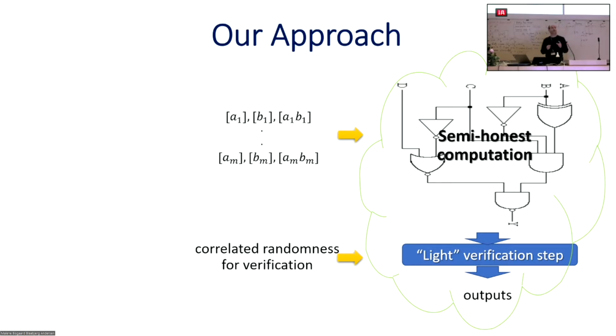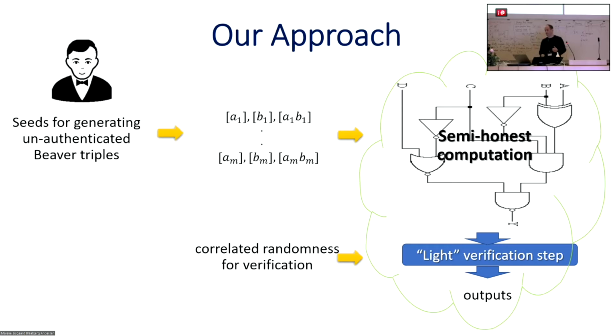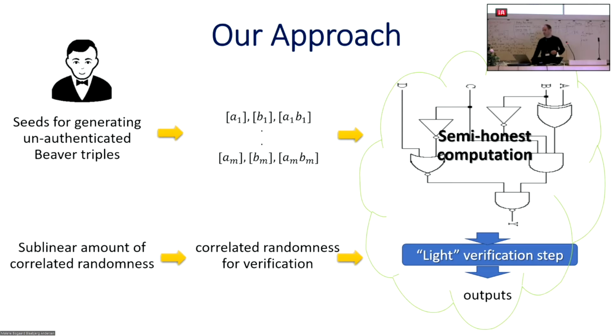However, this extra amount of correlated randomness is sublinear in the size of the circuit. This means that now the dealer basically needs to give the parties seeds for generating unauthenticated Beaver triples, okay? Not authenticated, just simple unauthenticated Beaver triples, and the extra correlated randomness for the verification, which, as I said, is sublinear.